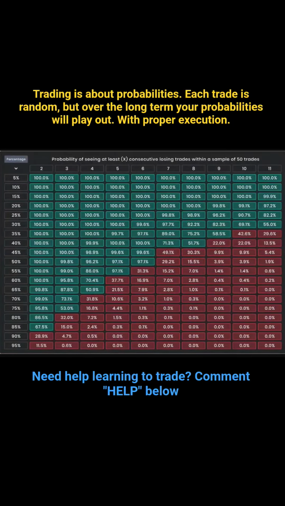So I just wanted to remind you that when it comes to trading, each individual trade itself is random. But when you stack those random outcomes over a long enough time frame, your probabilities will start to play out in your favor. The chart I have here, if you look at the top of it, shows the probability of seeing at least X amount of consecutive losses out of 50 trades.